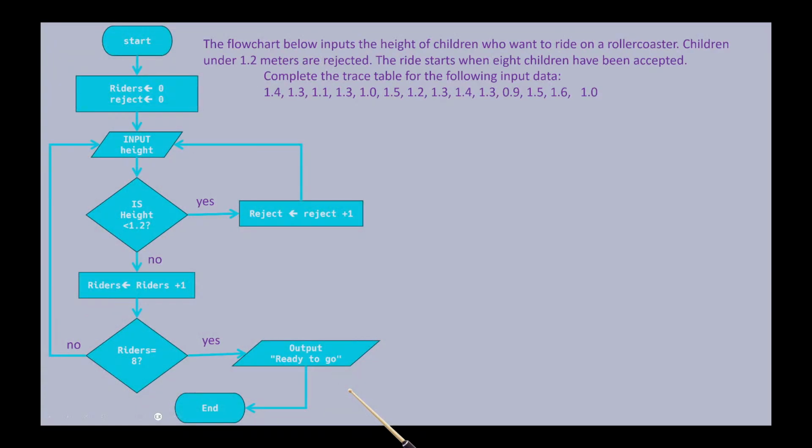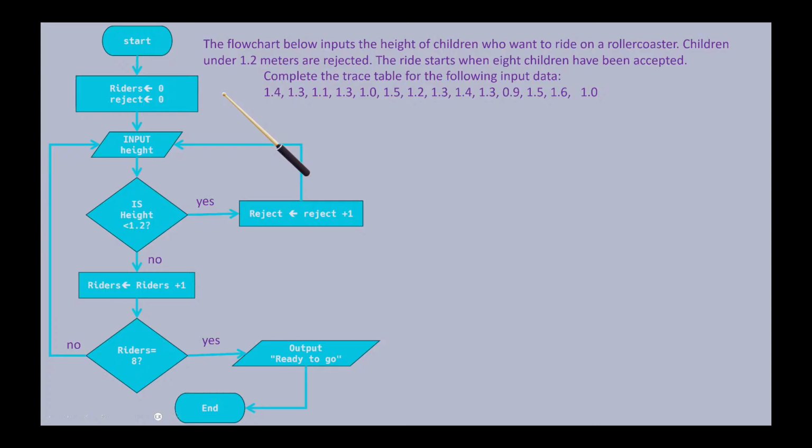Okay, so now we have another problem. This problem is similar. The flowchart below inputs the height of children who want to ride a roller coaster. Children under 1.2 meters are rejected. The ride starts when 8 children have been accepted. Complete the trace table for the following input data. So these are the input data and this is a flowchart, and you need to follow this flowchart to create the trace table.